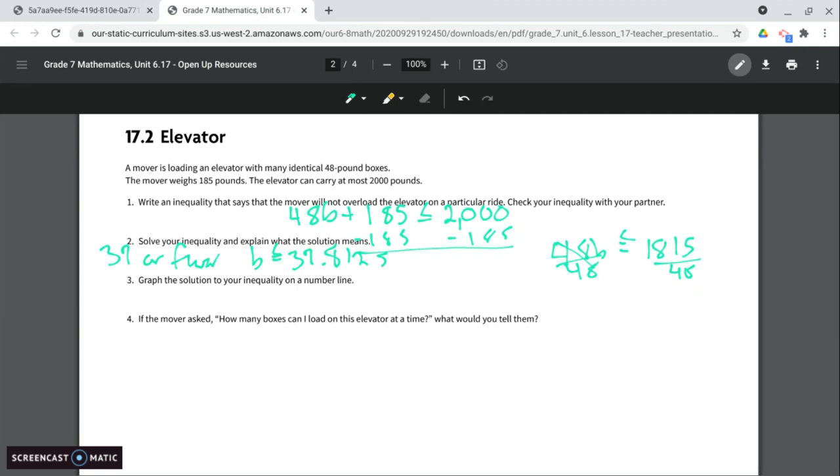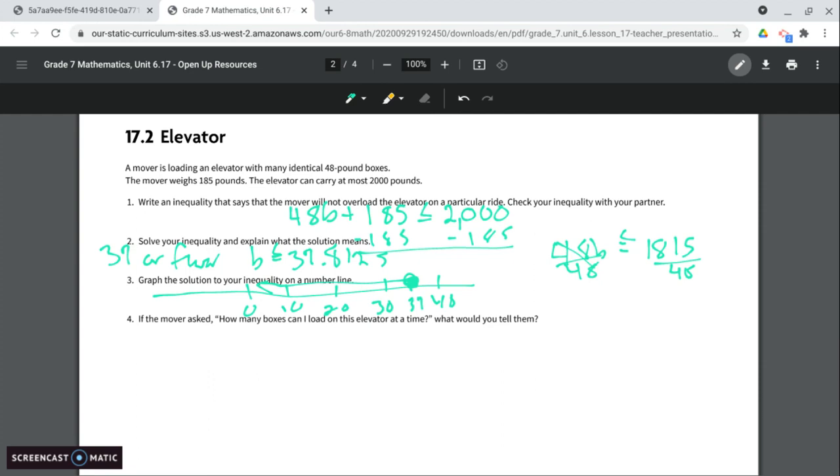So graph the solution to your inequality on a number line. So we'd have a number line, we'd have 0 on here, 10, 20, 30, 40. Here'd be our 37. And we do a closed circle and shade down.